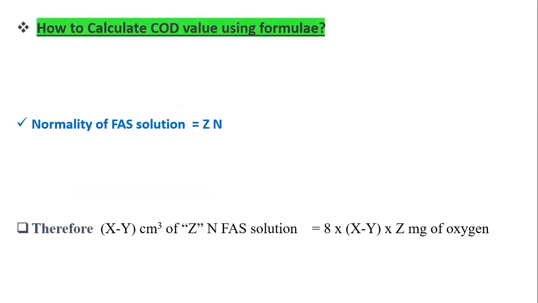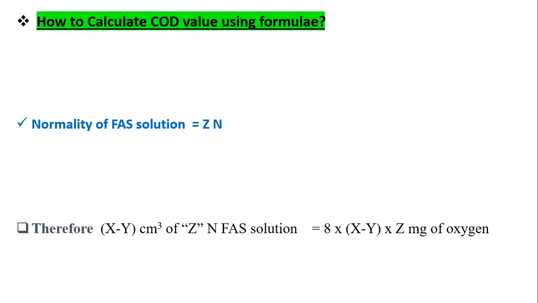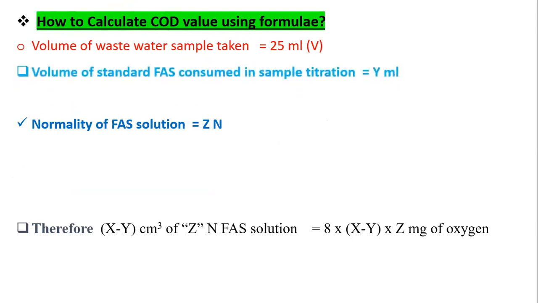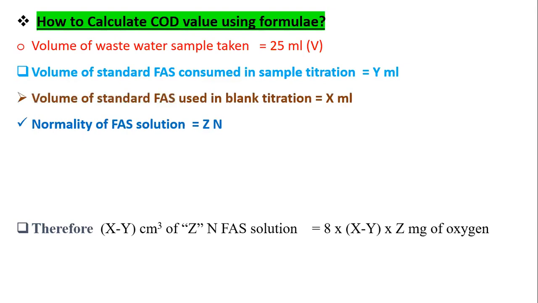Next, how to calculate the COD value? We require a mathematical formula. Let V be the volume of wastewater sample taken; we know from the procedure, 25 ml is taken. Let Y ml be the volume of standard FAS consumed in the sample titration. I told you, sample means wastewater titration; a certain ml will be consumed to find out the unreacted K2Cr2O7. Then the volume of standard FAS used in the blank titration is X ml, where X is always higher than Y. Please keep in mind that X is always higher than Y.